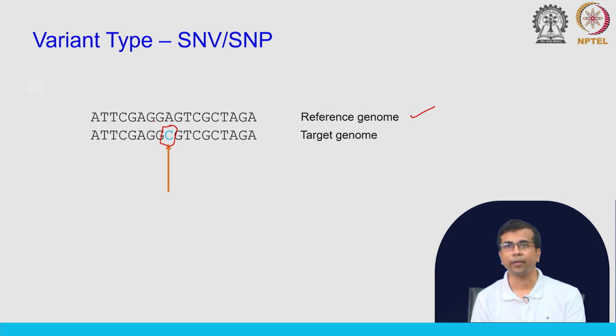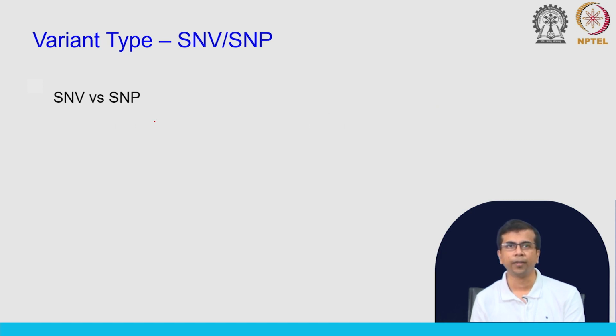Now, you can have not just one such change, you can have multiple changes in nearby regions, and we call them MNVs, multiple nucleotide variations. These are a very small number of changes, maybe 3, 4 at most and not more than that.